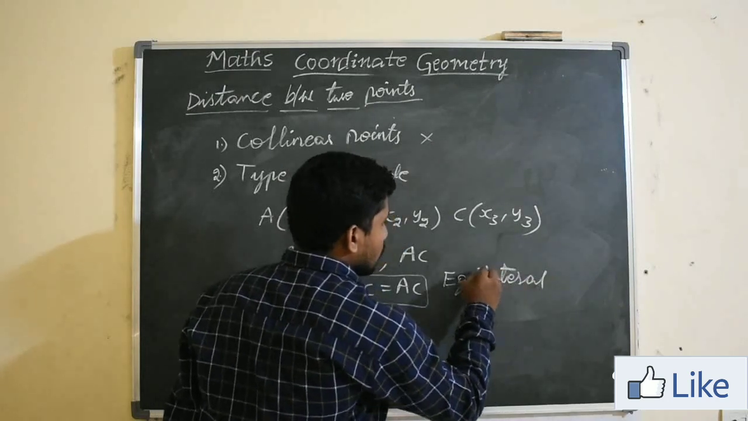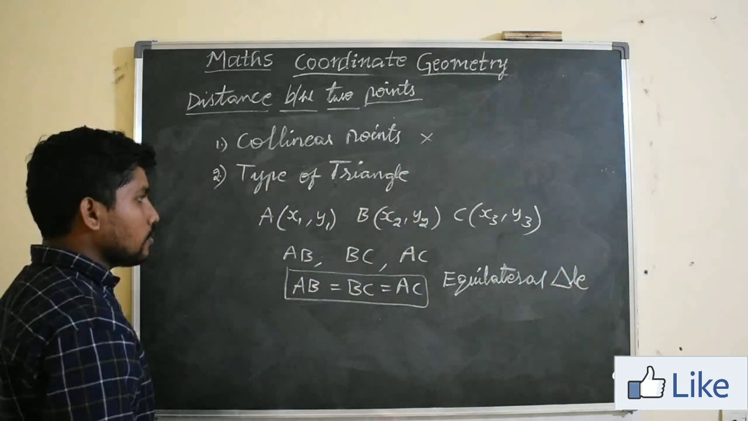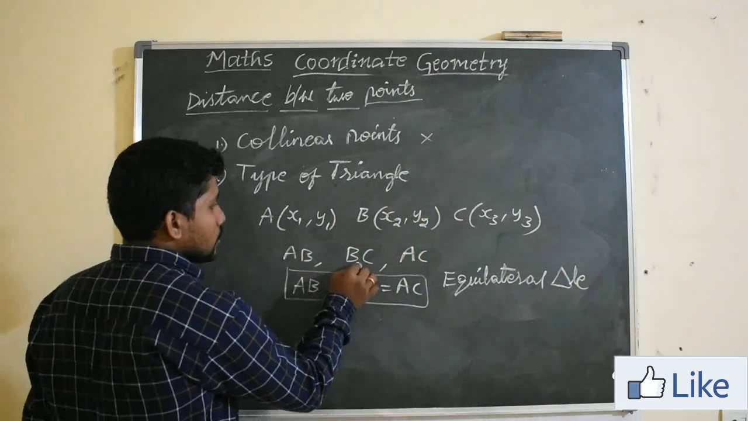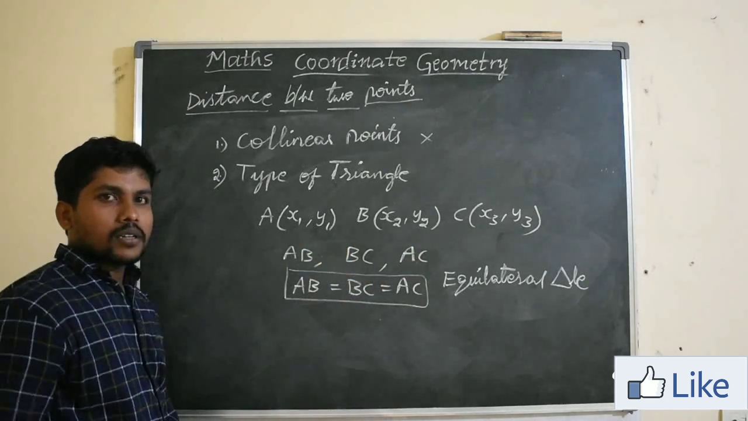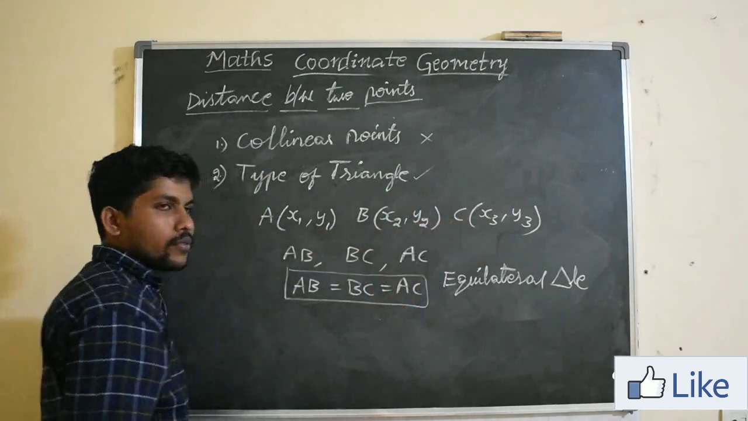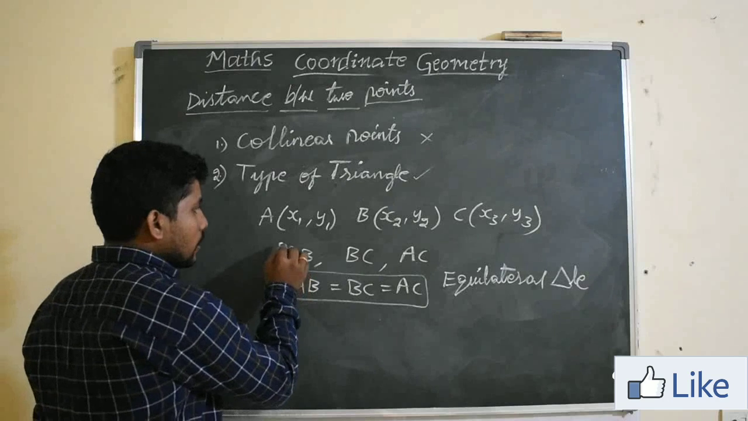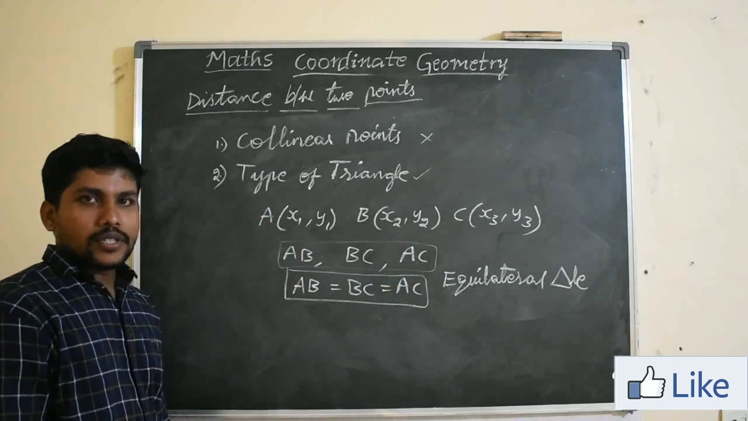Equilateral triangle. We have to identify if the distances are found. First of all, does it form a triangle or not? If they give that all three vertices form a triangle, then we directly take the distances between the points. Then we will check for the conditions.